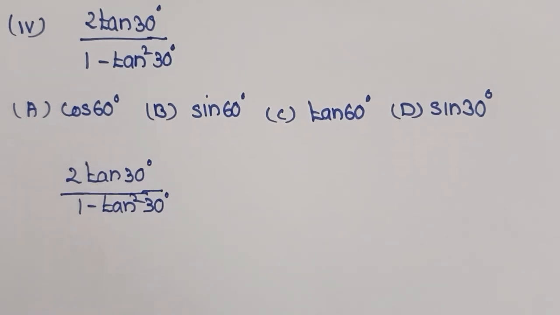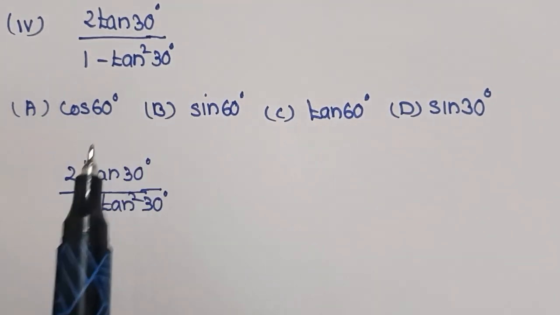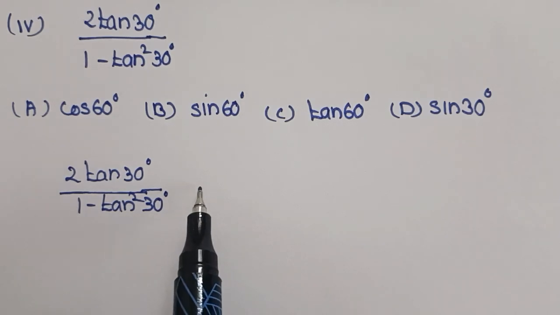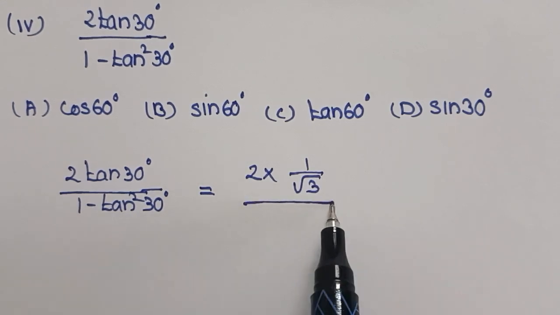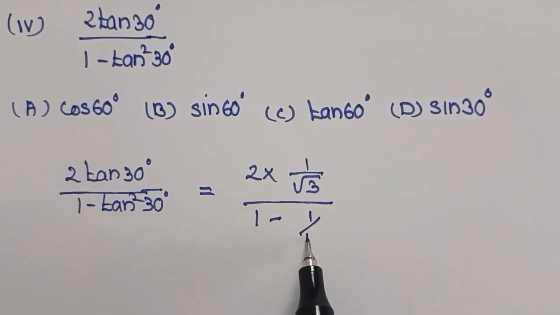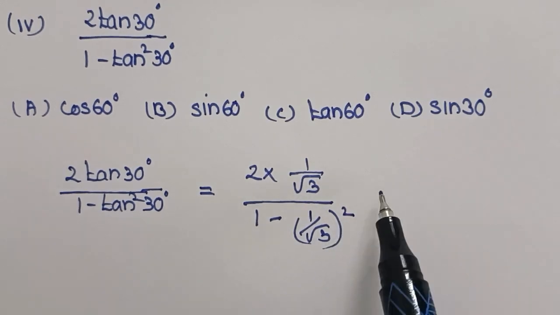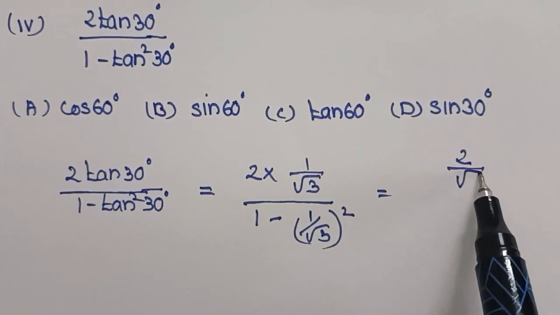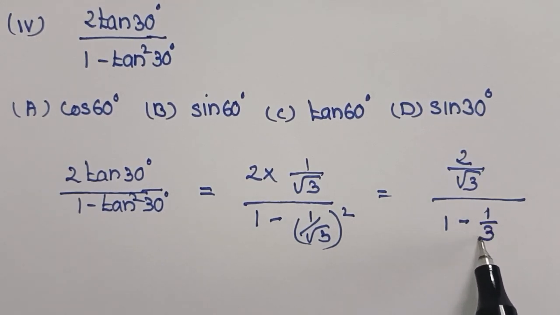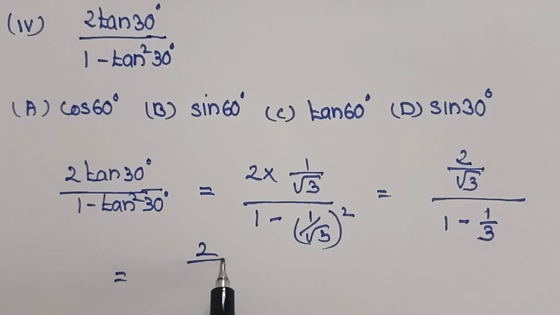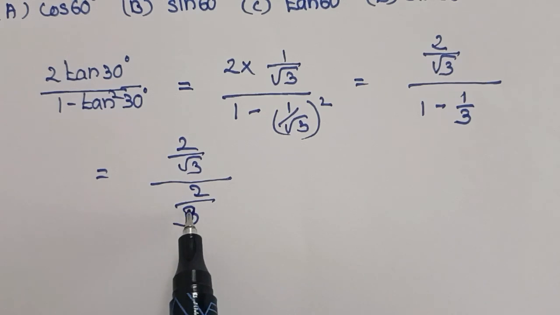Fourth one: 2 tan 30 degree by 1 minus tan square 30. 2 tan 30 by 1 minus tan square 30, that is equal to 2 into tan 30 equal to 1 by root 3, divided by 1 minus tan square 30, that is 1 by root 3 the whole square, equal to 2 into 1 by root 3 is 2 by root 3, by denominator 1 minus 1 by root 3 the whole square is 1 by 3, equal to 2 by root 3 divided by, taking LCM in denominator, we get 3 minus 1. 3 minus 1 equal to 2. 2 by 3, isn't it? 2 by 3.